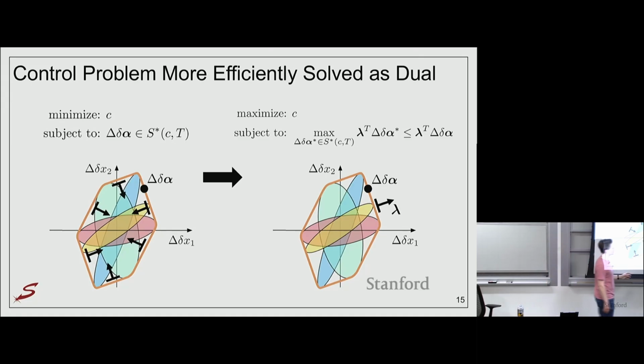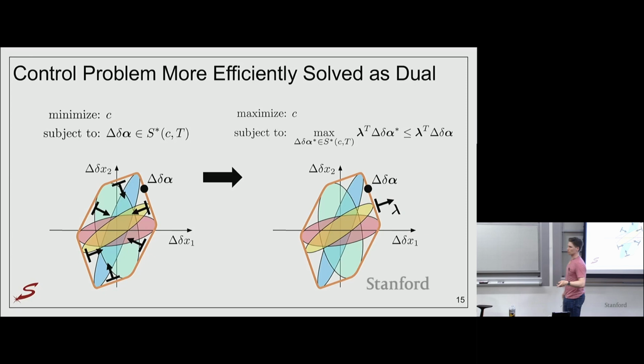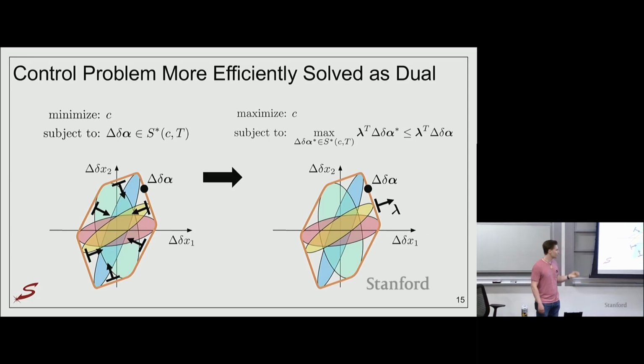Now this is going to be a very important quantity here, lambda. I'm going to try to not just say lambda over and over again throughout the presentation. But the idea of lambda is the outward-facing normal of the reachable set. And the optimal choice of lambda is the outward-facing normal of the reachable set that intersects the desired pseudostate at optimal cost.